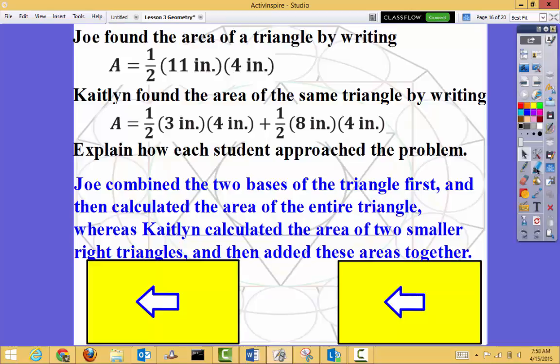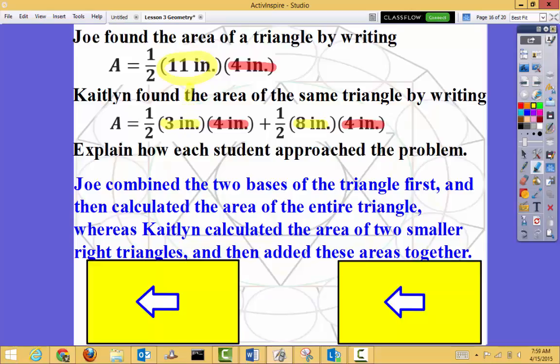Well, you should notice first, what do you notice about this 11 compared to why it's different in here? Well, you should see that this 4 inches appears in both, so it's the same. But what's different is this 11, and I have a 3 and an 8. Hopefully you can make a connection that this 3 and 8 is just 11 broken up.